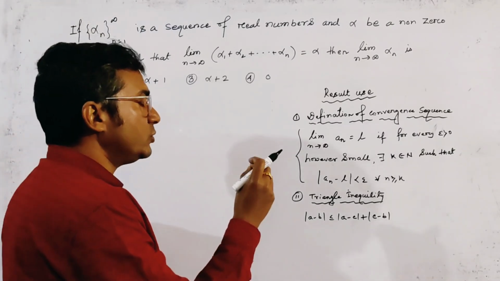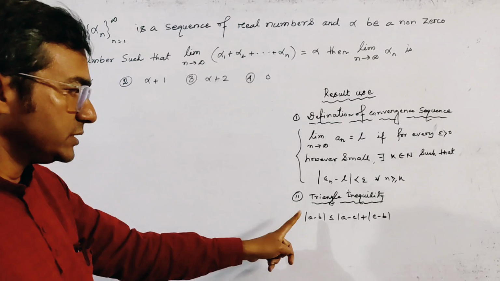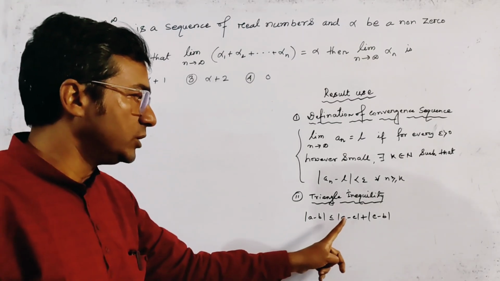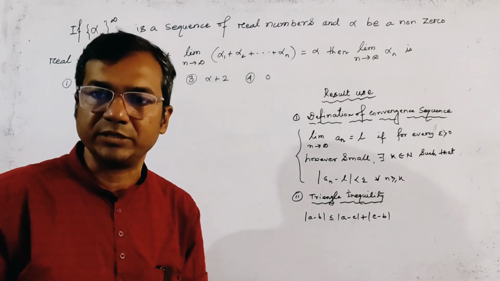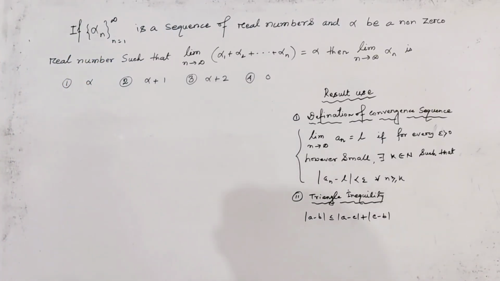Okay, and we also use a popular formula. This is the triangle inequality, given by mod of a minus b is less than or equal to mod of a minus c plus mod of c minus b. It is a very simple property of inequality.